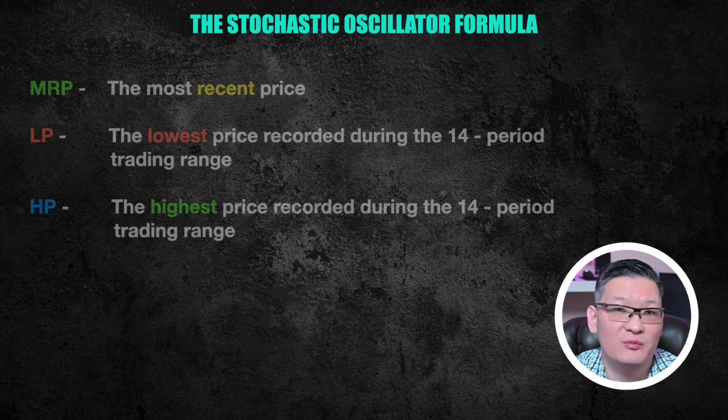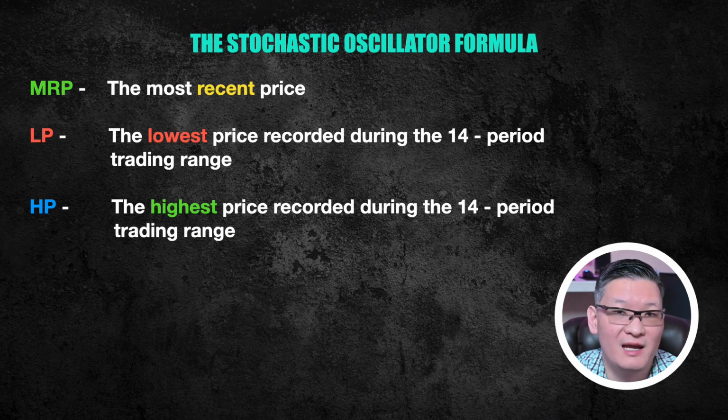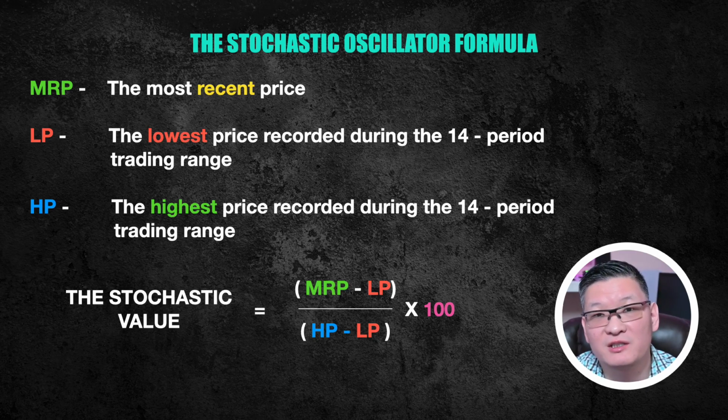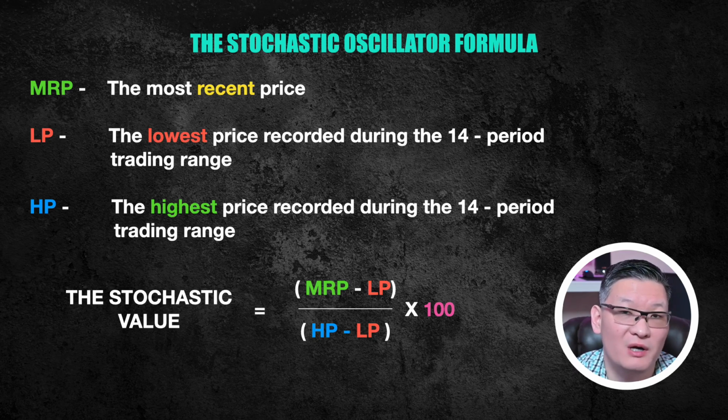In general, the formula uses 14-period price data for calculation, so the indicator value can be identified by using the following method. To come up with the value, we first need to subtract the lowest closing price during the 14-period trading range from the most recent closing price. The resulting number should be divided by the difference between the highest and the lowest closing prices created within the 14-period time span and multiplied by 100.